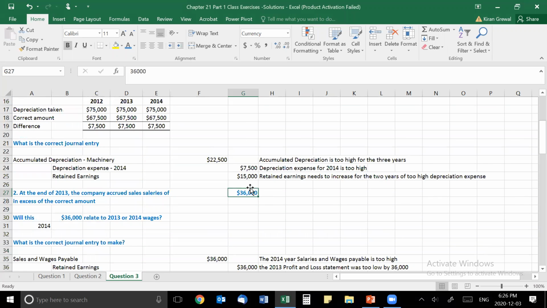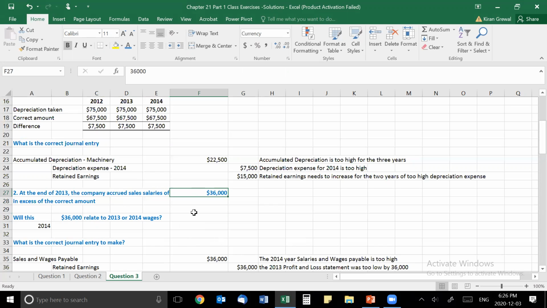Scenario number 2 says that at the end of 2013, the company had accrued sales salaries of $36,000 in excess of the correct amount. So they accrued an amount higher, $36,000 higher than it should have been. Okay, so what's the journal entry to correct this? So what you want to try to figure out is, what did they do? So what is the journal entry that they did? And that's going to help you figure out how to correct it.